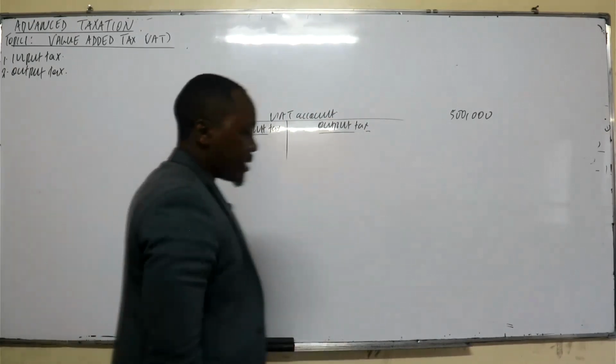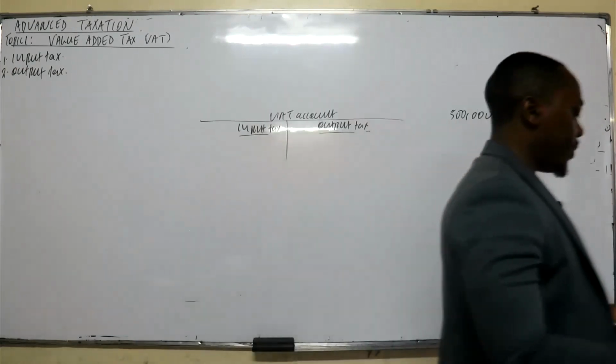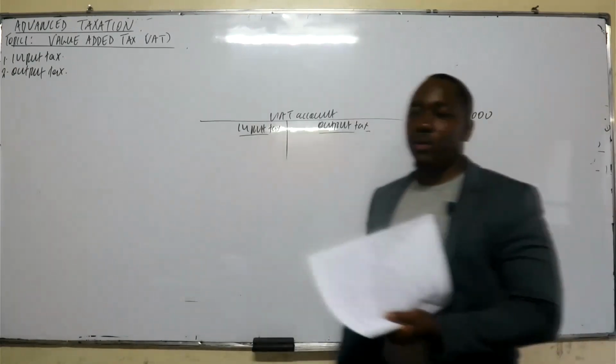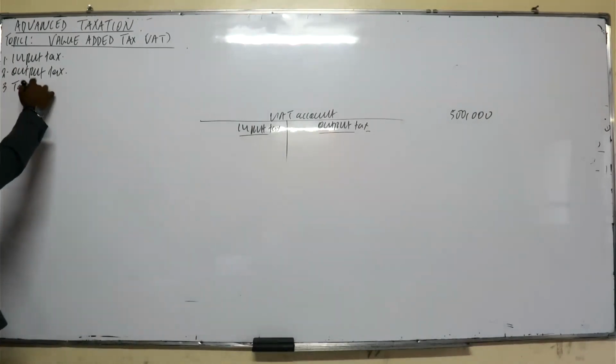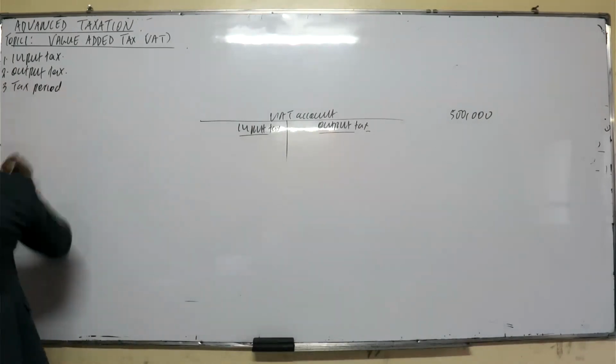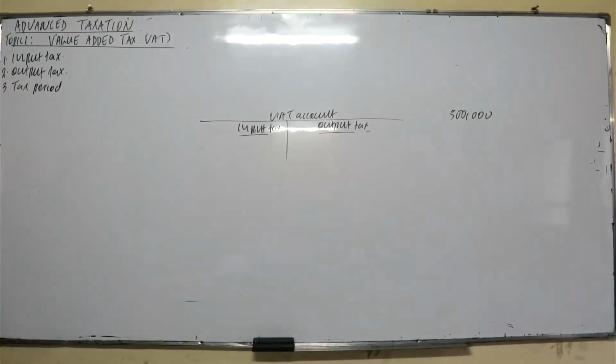Good. Another terminology, number three: tax period. A tax period means one calendar month. I file VAT on a monthly basis. This means one calendar month.